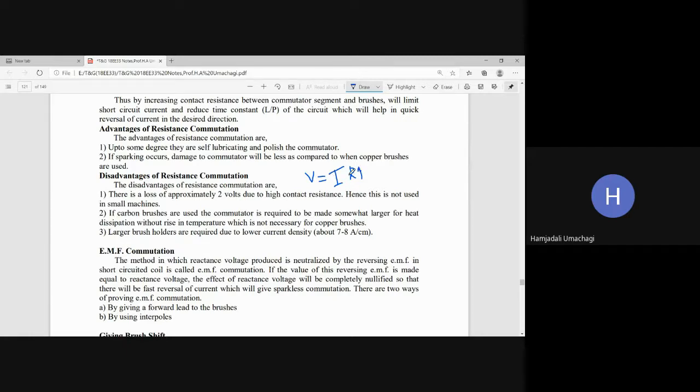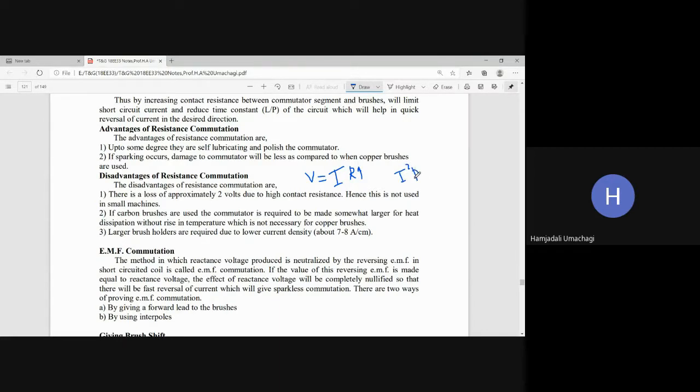That is the meaning. Then if carbon brushes are used, the commutator is required to be made somewhat larger for heat dissipation without rising temperature, which is not necessary for copper brushes. So see here, copper has very less resistance, whereas carbon has very high resistance. So always remember, high resistance means it is going to give rise to high copper losses. Copper losses means I square R losses.